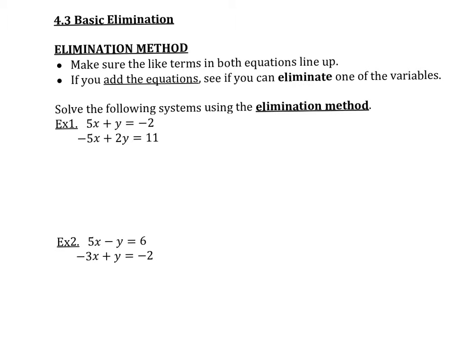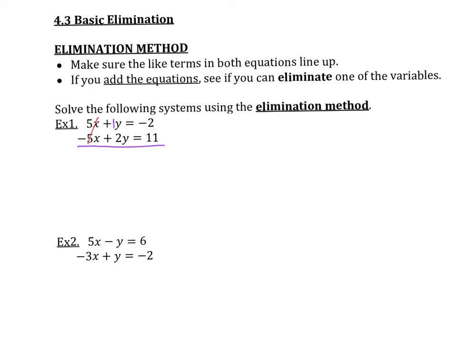Okay, today we're doing basic elimination, which means that there will always be a variable that cancels. Okay, so on example one, we already checked the x's lined up, the y's lined up, the equals lined up, and the constants line up. So I can go ahead and add down by column to combine the like terms. Okay, so if I do 5x minus 5x, that's 0. So these cancel.